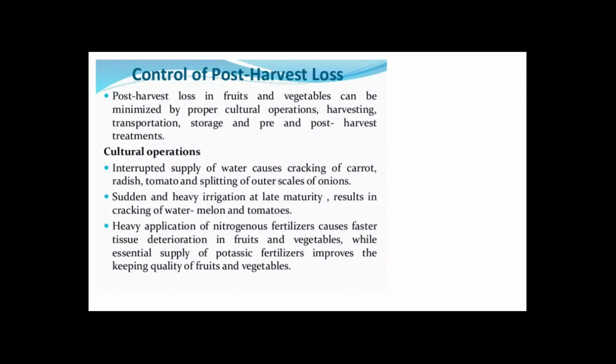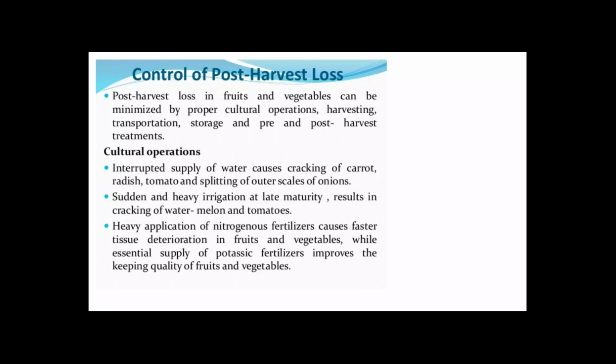So post-harvest loss in fruit and vegetables can be minimized by proper cultural operations, harvesting, transportation, storage, and pre and post-harvest treatments. You have to harvest them at the correct time and so on.